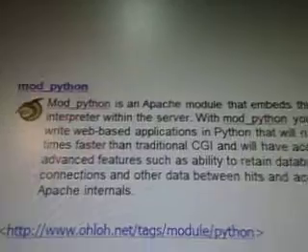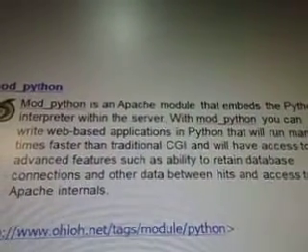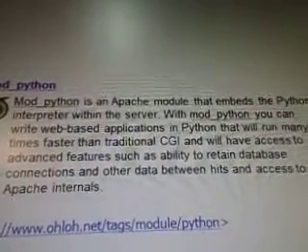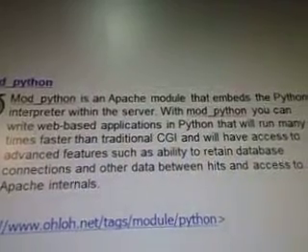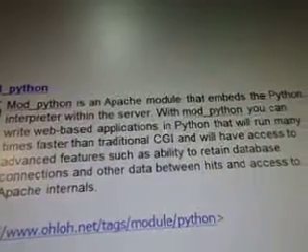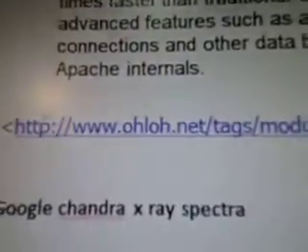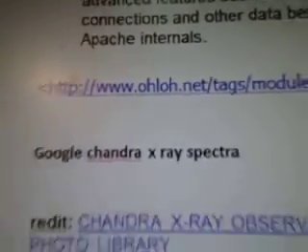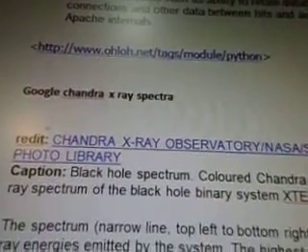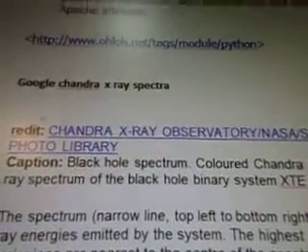So ModPython. It's an Apache module that embeds the Python interpreter within the server. With ModPython, you can write web-based applications in Python that will run many times faster than traditional CGI and will have access to advanced features such as the ability to retain database connections and other data between hits, and access to Apache internals. So that's www.ohloh.net.